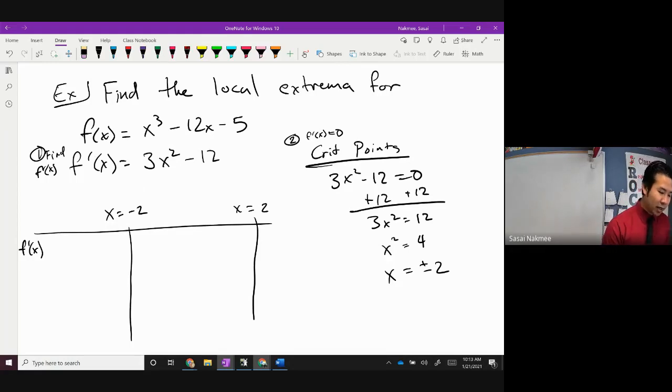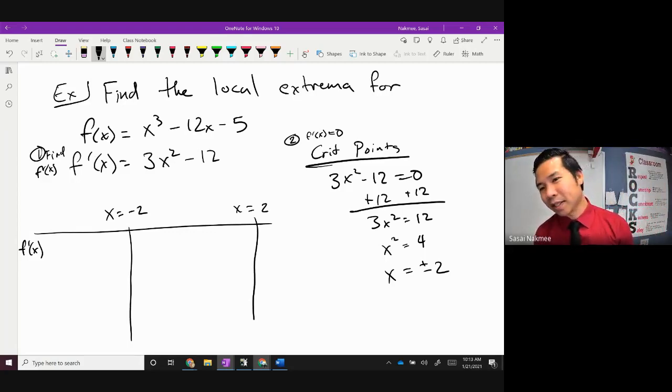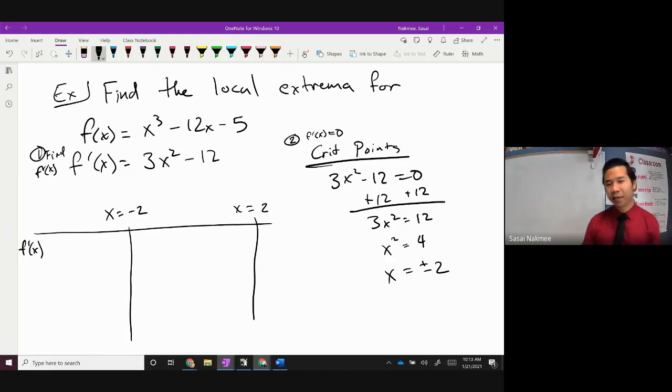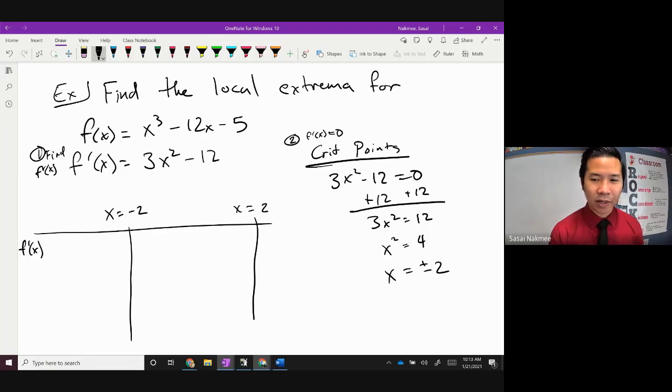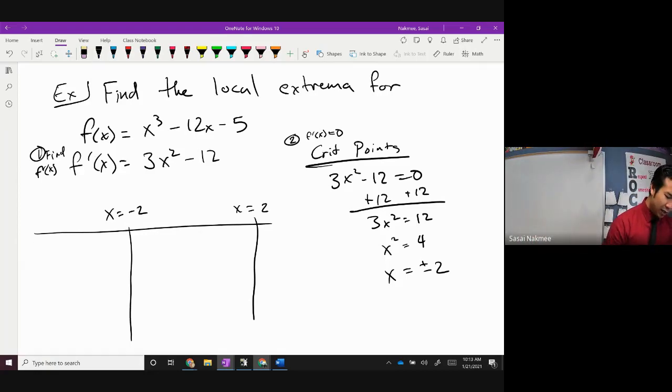What I'm going to do instead is pick numbers that are less than, I'm sorry, not 2, less than negative 2. Someone give me a number that's less than negative 2 that would be easy to plug into the derivative to evaluate. Anyone? Negative 3. I like it. So I can try over here. Let's go ahead and try evaluating this. F prime of negative 3. See what I get.